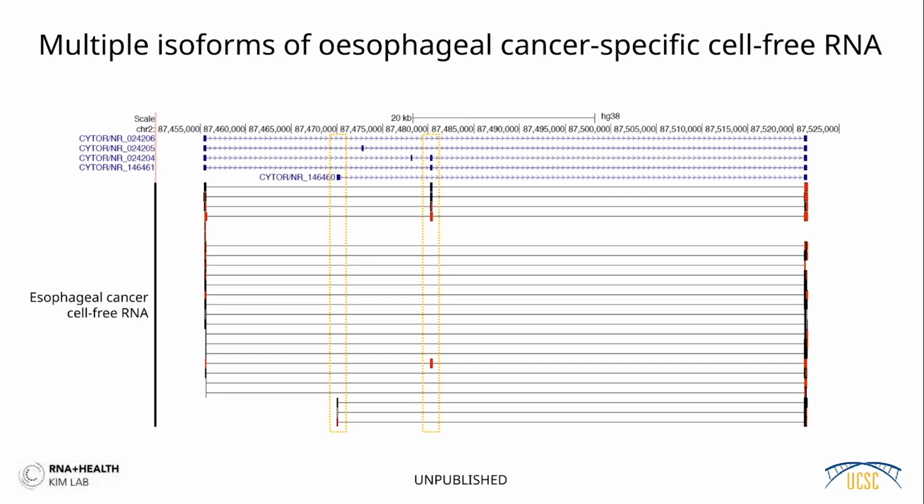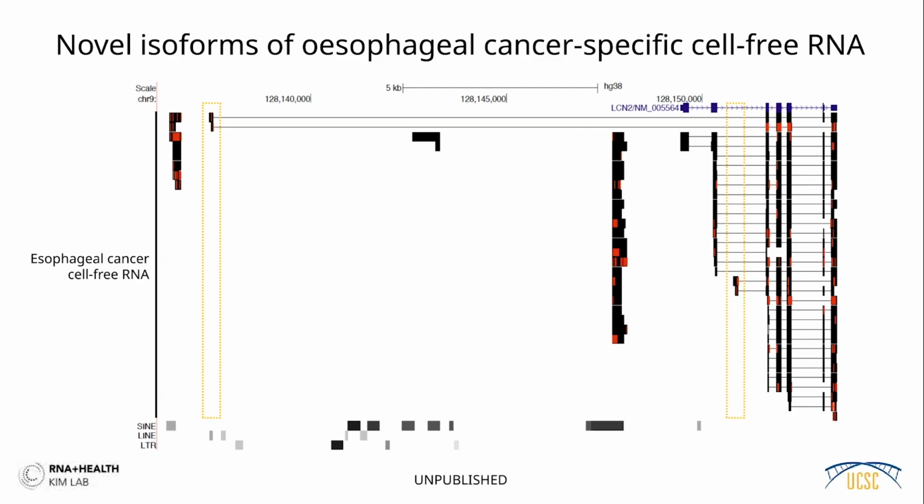And again, the great thing about our platform is that we can also look at the repeat element signal and quantify that as well. So here what I'm showing you is a protein coding gene on the top right, and all of the, again, cell-free RNAs that align to that particular protein coding gene. But what you'll notice is that there are a lot of these shorter blocks of black you can see coming from, for example, these SINE elements that are just present throughout these cancer patients.